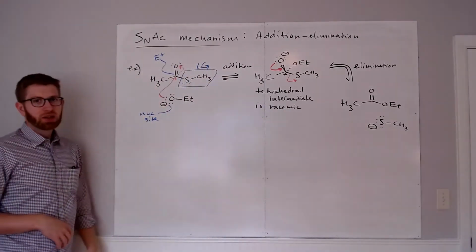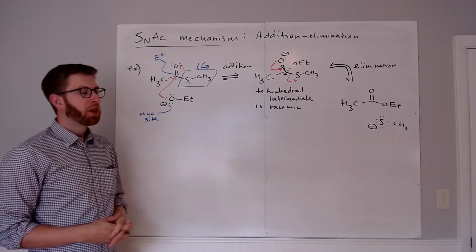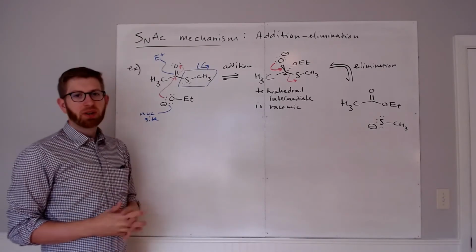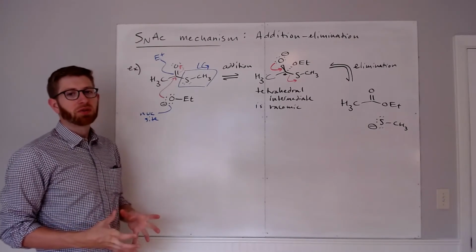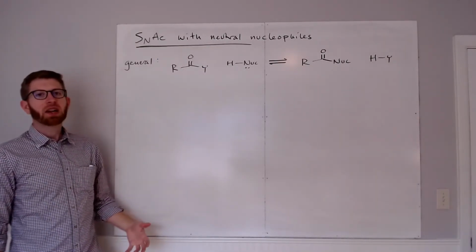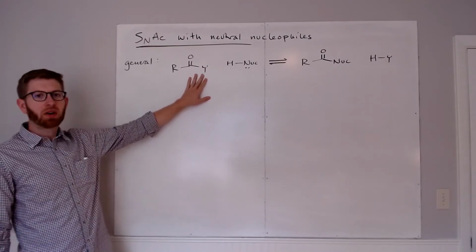So in the next section of this video, we'll be looking at a slight wrinkle on a SNAc reaction, and certainly from a mechanistic perspective as well. It's not too bad, but it involves nucleophiles that are neutral rather than anionic. Let's look at a slightly different kind of SNAc reaction. We'll keep our electrophiles, so our acyl group and something that we're going to call a leaving group.